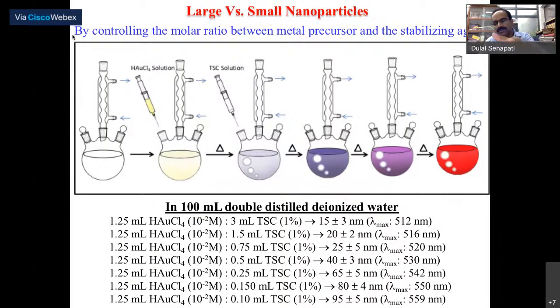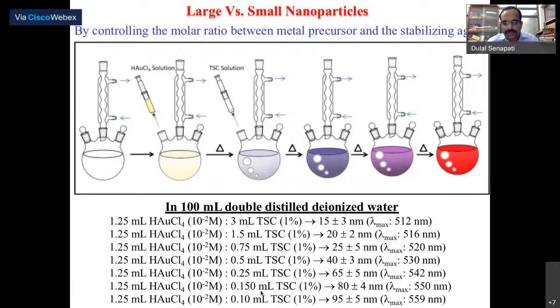So these were the reaction concerns. If any one of you are interested, you can think about how we can synthesize a large particle or a small particle by using the same synthetic protocol. The idea is that when we use a fixed concentration of gold and vary the concentration of the ligand, we are basically changing the ratio between metal and ligand.